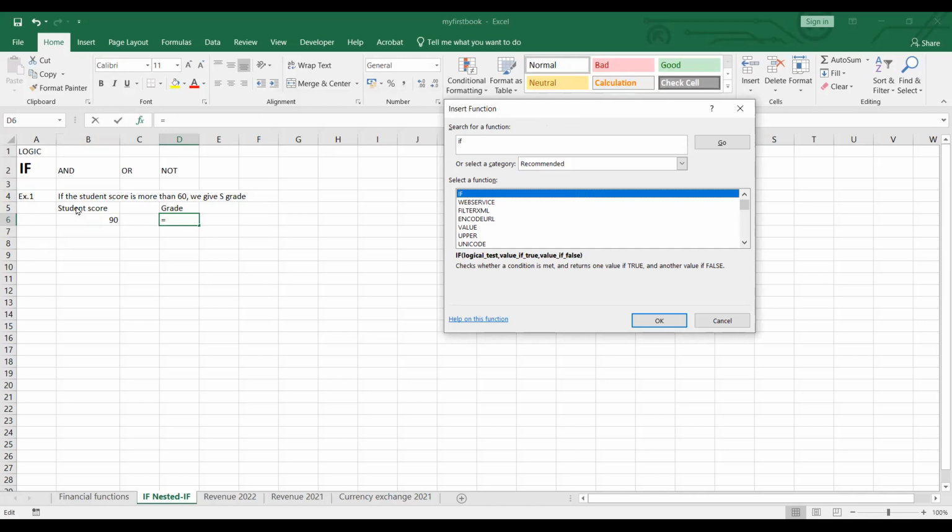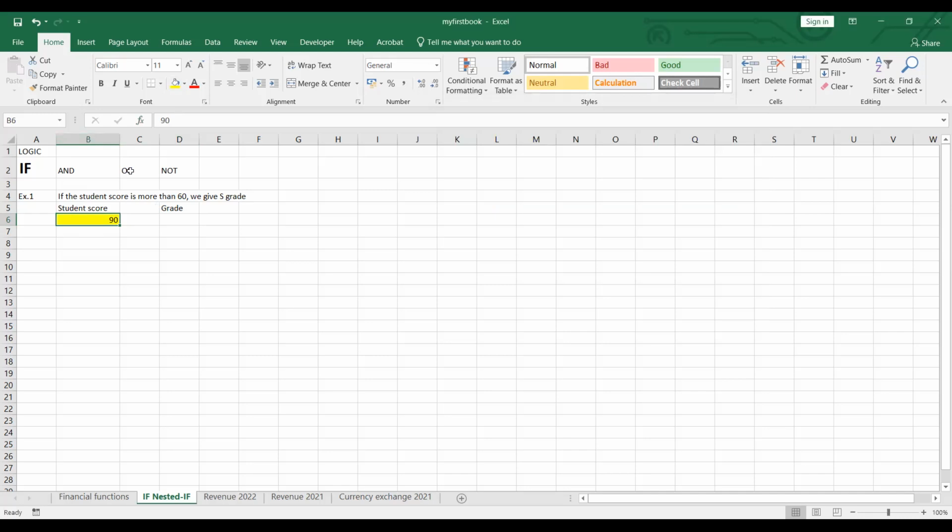Compare what? In this case, the condition says that if the score is more than 60, we have to know where the score is located. In this example, the score is located in the cell B6, right? Then we have to compare B6 with 60, because we said that if the score is more than 60. We have to change the word more than to the comparison symbol or logical operator. Here, for more than, we use the greater than symbol.